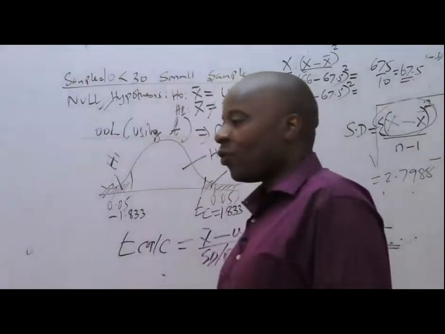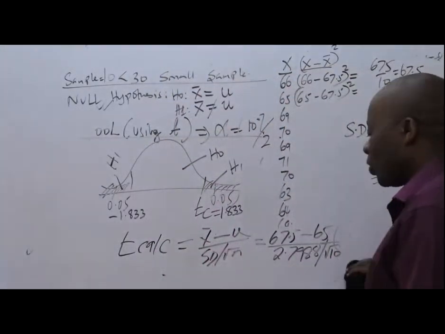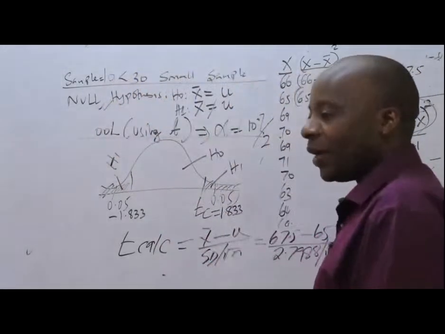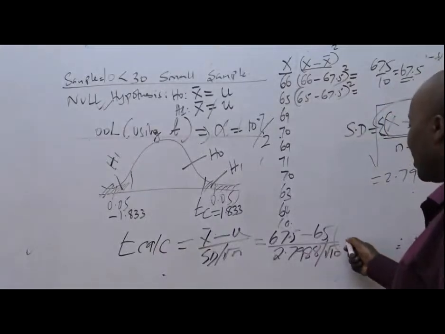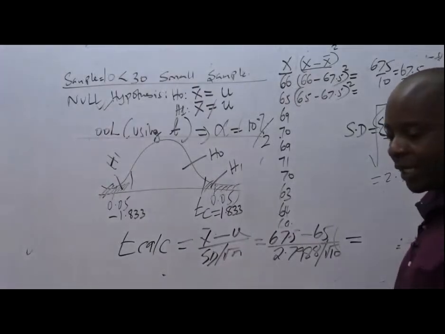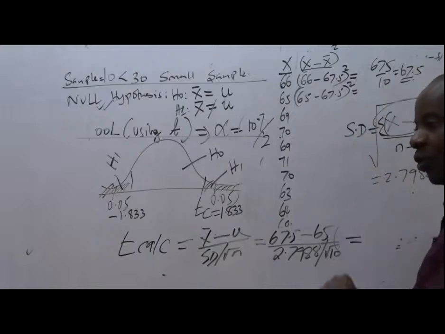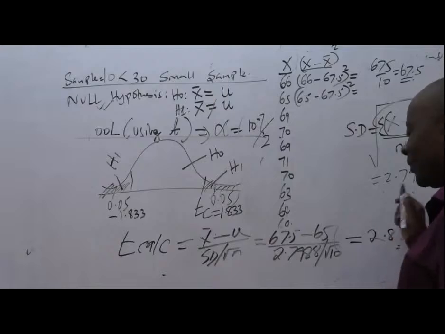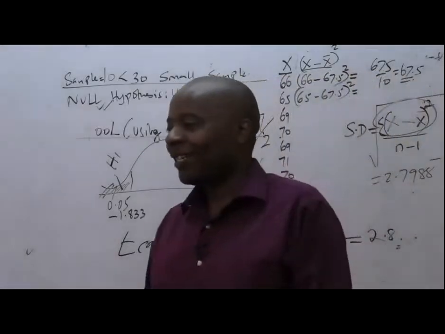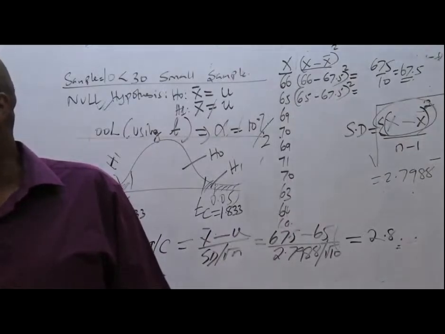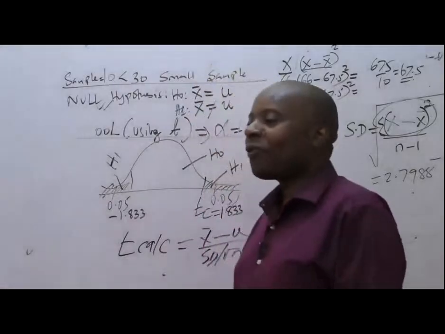Then at the end of the day, we shall be able to get our T calculated as who? I think the positive one is correct, 2.8 something. The positive one is correct, 2.8. 2.825, with some rounding off.